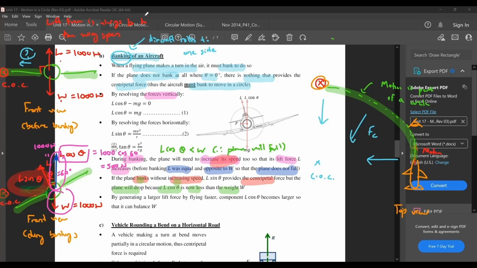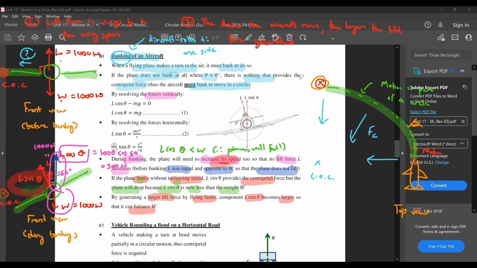Just now I mentioned to you that lift force is always perpendicular to the wingspan. Another thing to note here is this: the faster the aircraft moves, the larger the lift force generated. So that's the reason why we have to increase our speed in the first place, so that our lift force increases. If we fly faster, we have a larger lift force. By having a larger lift force, it could come to a case where L cos theta is larger so that it can balance W.